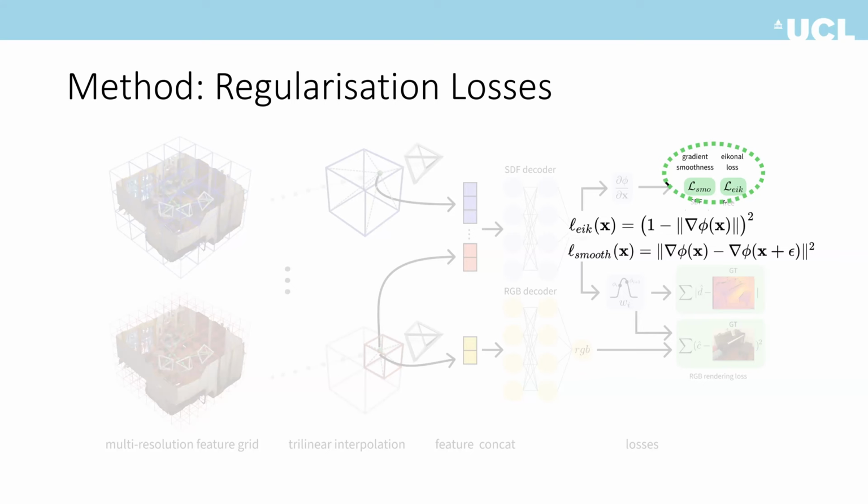The second one is the smoothness term. It's just to encourage nearby points to have similar gradients. And the eikonal term is simply to encourage the gradient of the SDF to be of unit length.